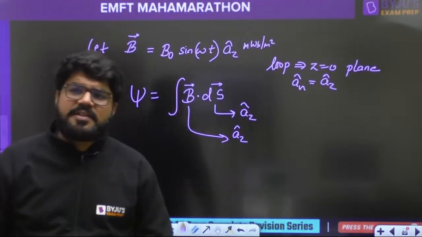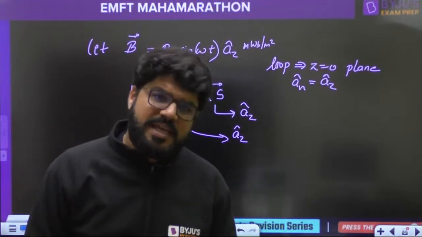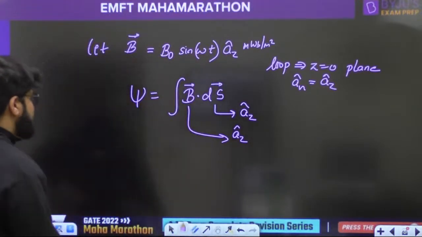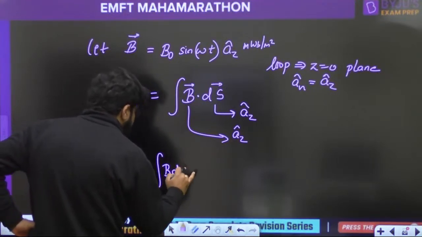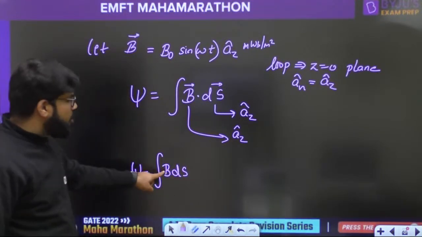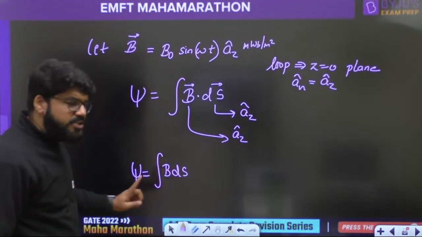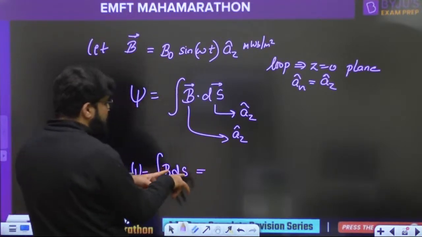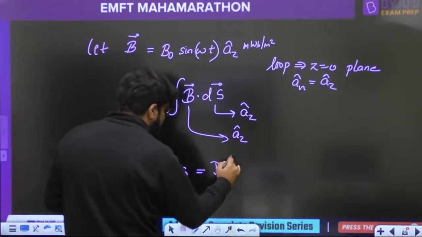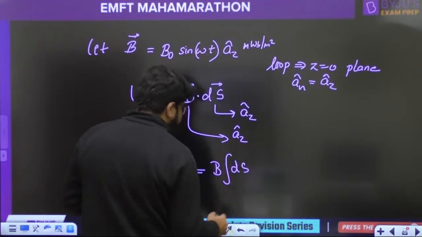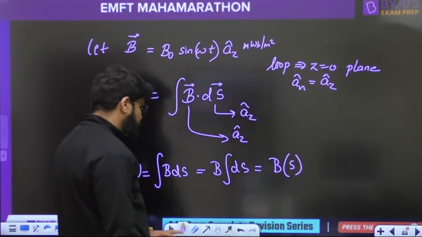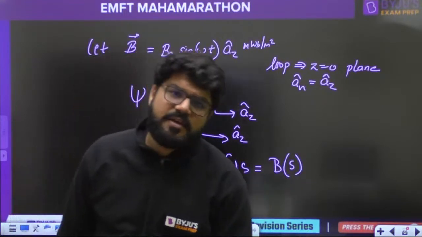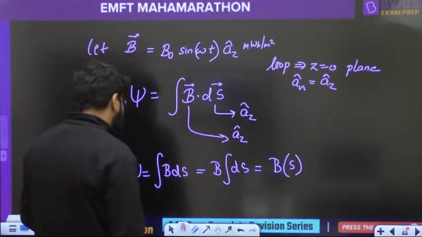If there are two vectors in the same direction, what is A dot B? Simply AB. So this becomes integral B ds. B is a function of only time, it is not a function of the surface area. So B is outside and I write integral ds. The value of integral ds is the surface area.